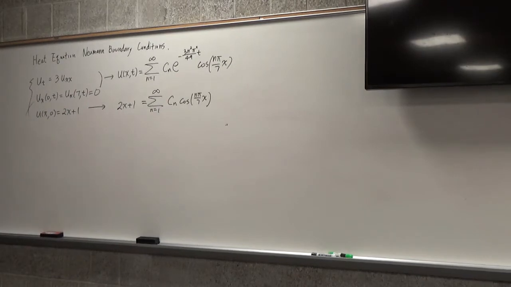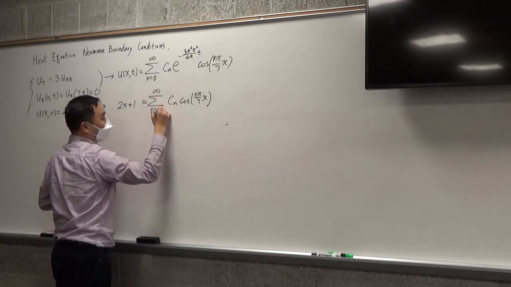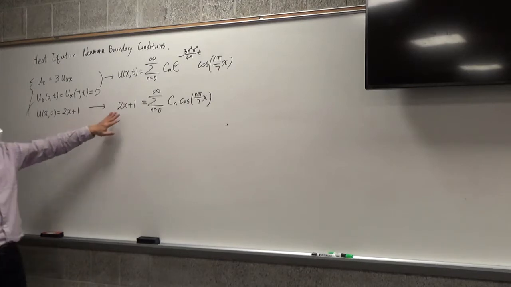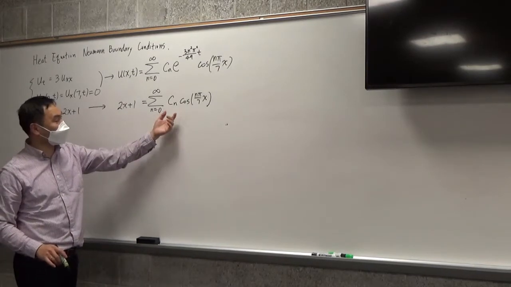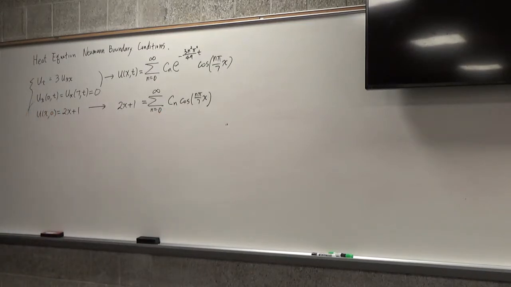Oh, sorry, this should have been from 0, right? That's a fine detail, but that could lead to a disaster, sorry. So it should start from 0, okay? All right, so in order to transform this into this form, to get what Cn is, we have to use the following Fourier cosine series.